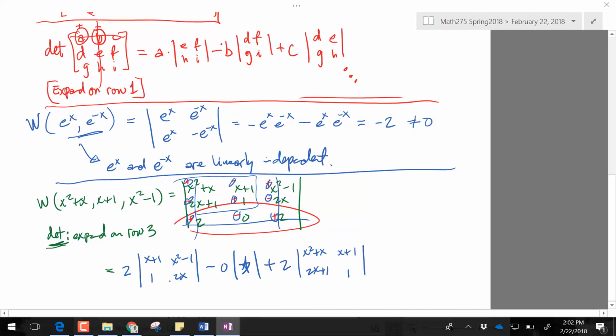Okay, so I have 2x plus 1 times 2x minus 1 times x squared minus 1. Oh, this is so exciting. Lost track of time.